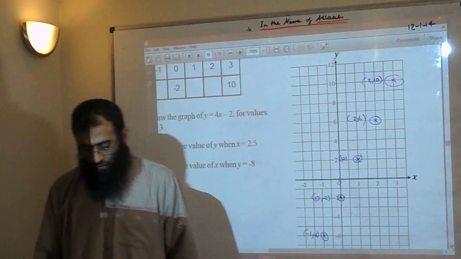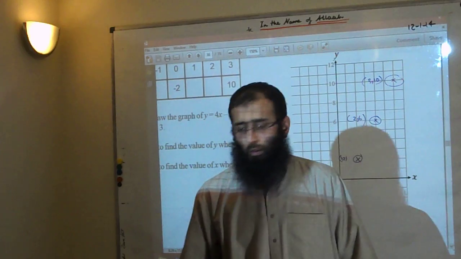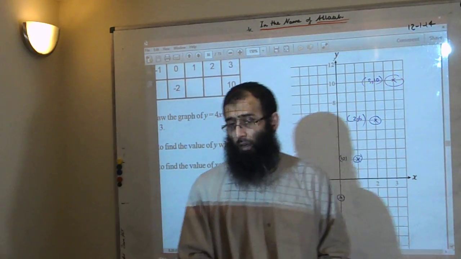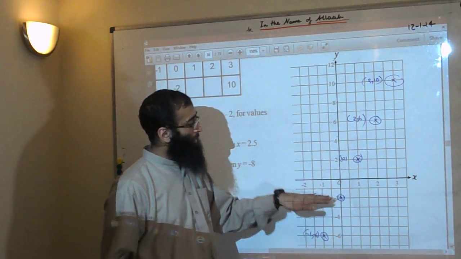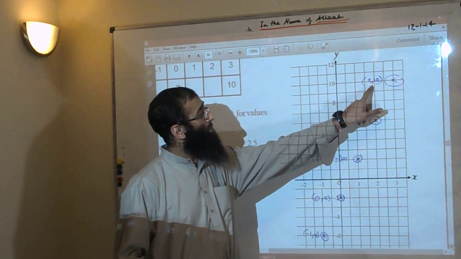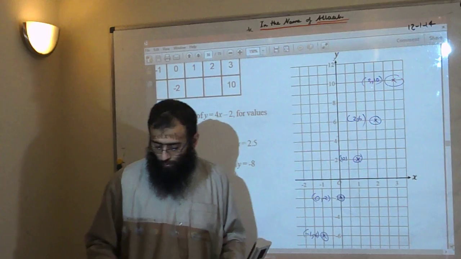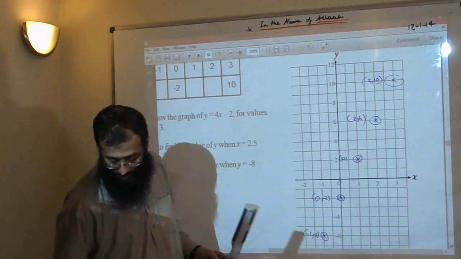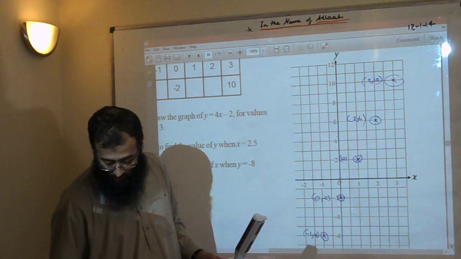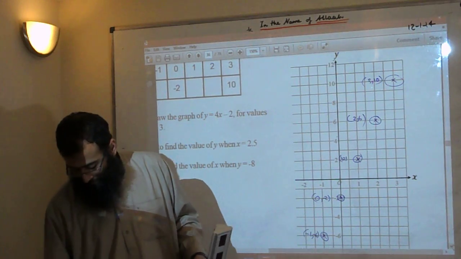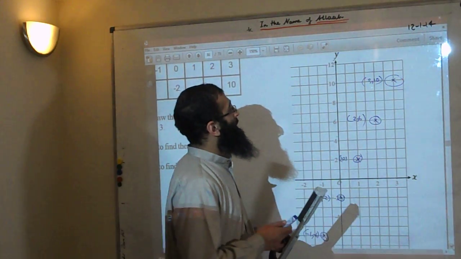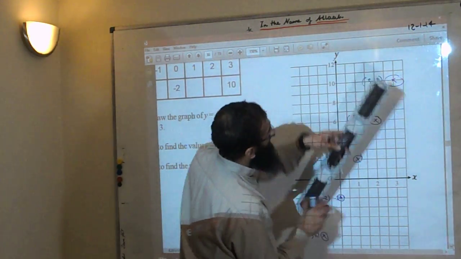Okay, have you had a chance to plot those points on there for me? Are you happy with the x and y? 2 along the x, 6 along the y. 3, 10: 3 along the x, 10 along the y. So what we're going to do now is draw a straight line. Blue. Okay, let's see.